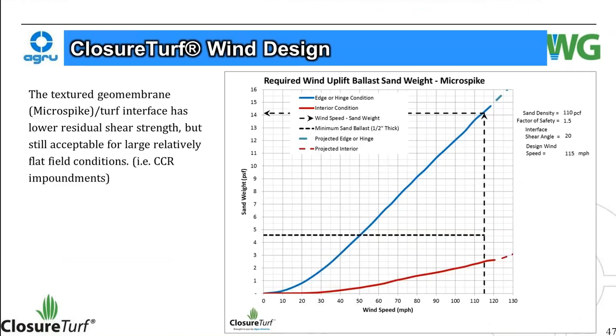Did the same thing for the microspike configuration here. Along hinge conditions, you need some more sand ballast thickness here, just a little more than 14 pounds per square foot. Out in the field, you're still safe with the nominal 1/2 inch thick sand under this wind condition.